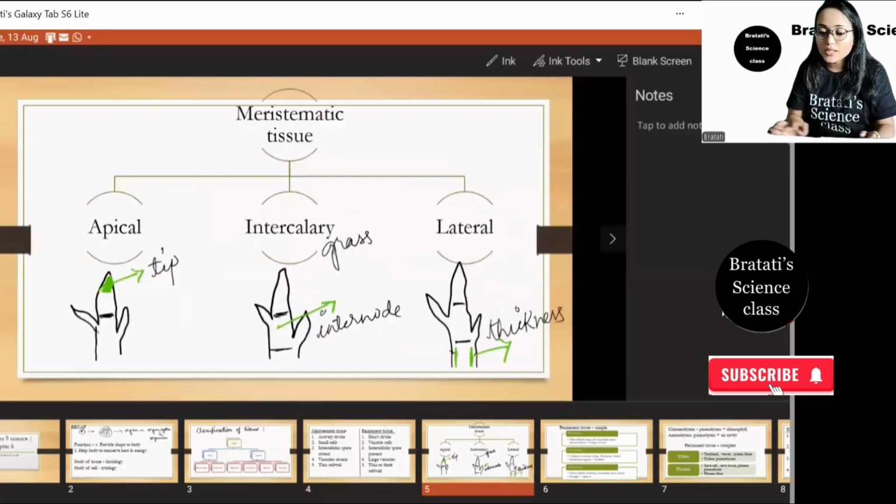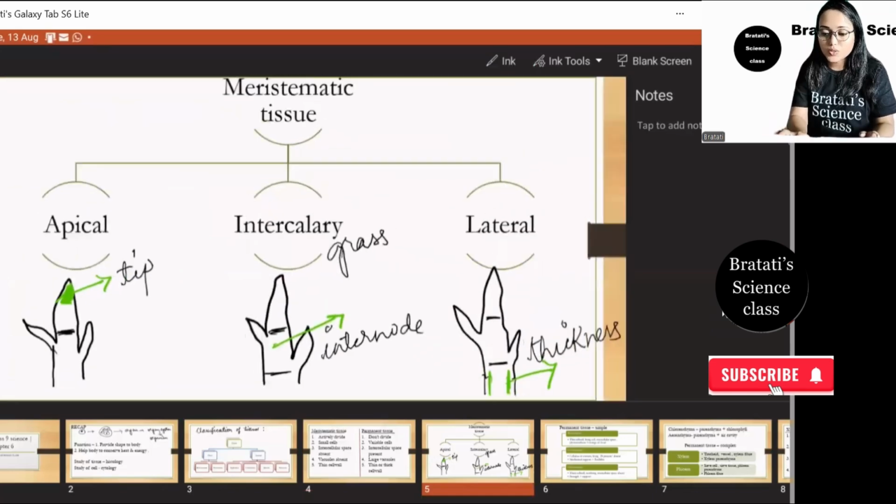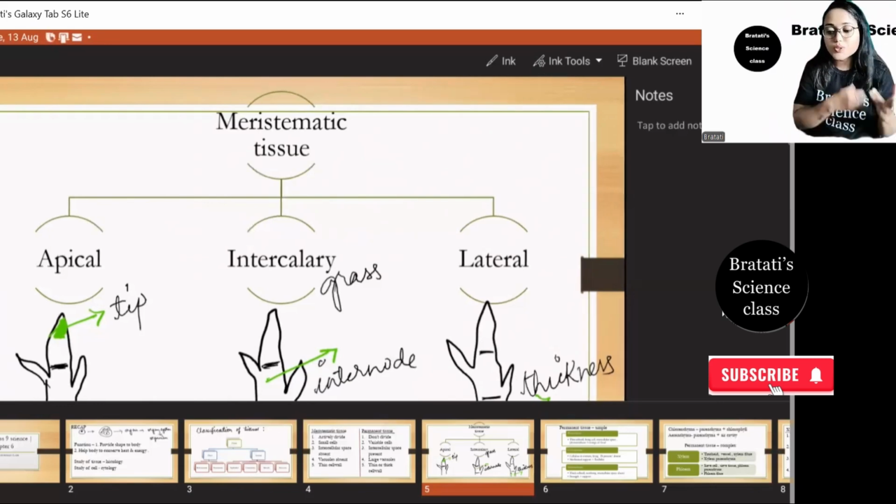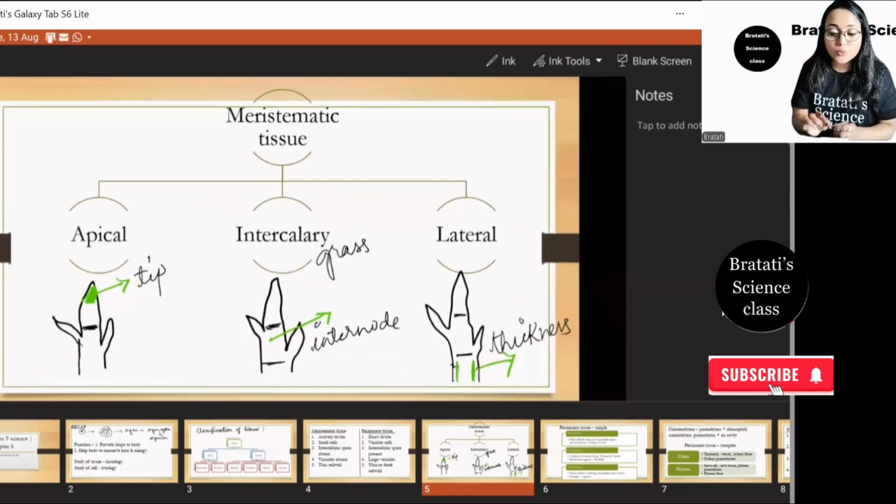So now moving to the next, the meristematic tissues. Depending on the position of their presence in the plants, they can be subdivided into apical meristematic tissues, intercalary and the lateral one. So apical tissues, as you can see, are mainly present in the tip of the plants. It can be the tip of the shoot or the tip of the root. Root is growing downwards, the shoot is growing upwards. So at the tip of these organs of the plants, the apical meristematic tissues are present.